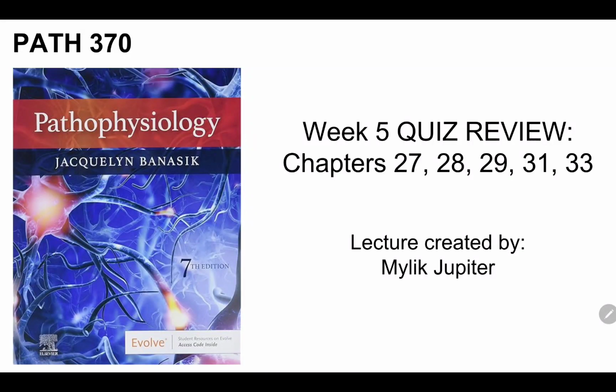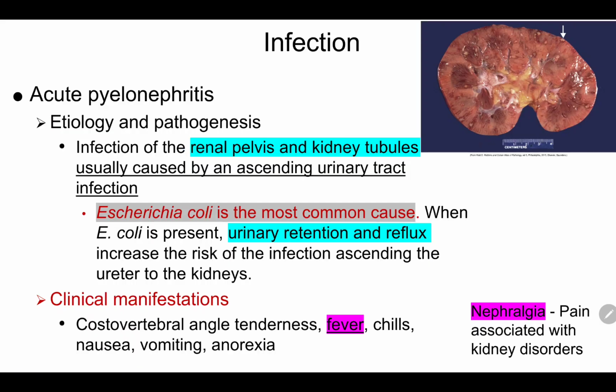All right. So let's go over a week 5 quiz review. We would have covered chapters 27 through 29 and then 31 and 33. So like kidney diseases and renal diseases as well as some reproductive diseases, right?